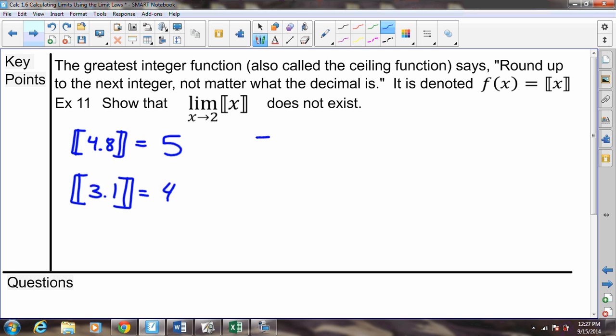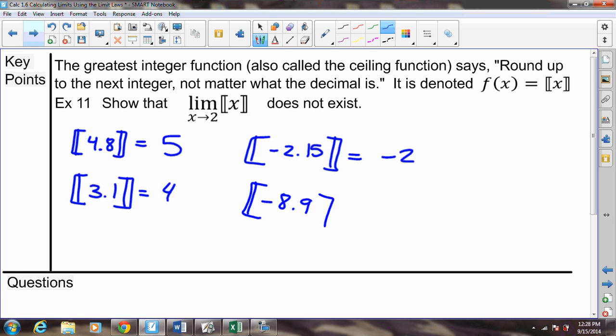Even if we have negatives, if we were doing something like the greatest integer of negative 2.15, what is the next integer that's bigger than that? The next integer that's to the right of negative 2.15 is negative 2. And if we had the greatest integer of negative 8.9, what is the next integer to the right of negative 8.9? It would round up to negative 8. That is the greatest integer function.